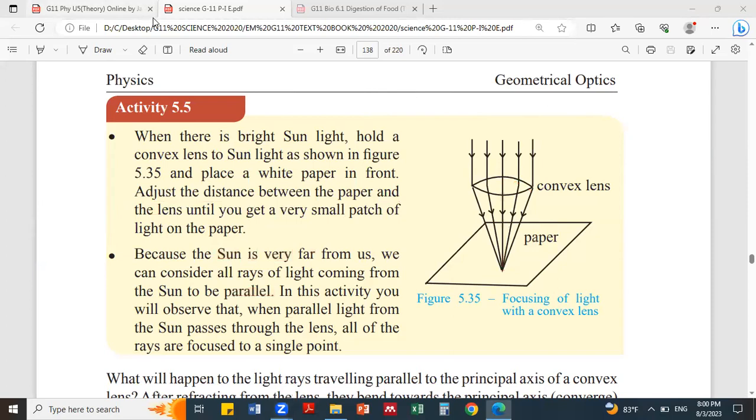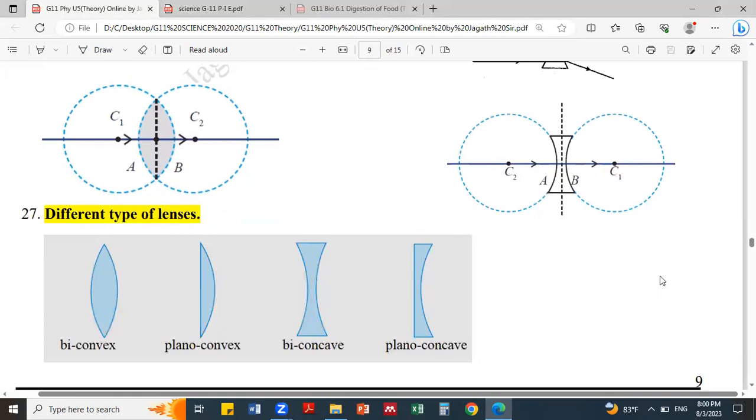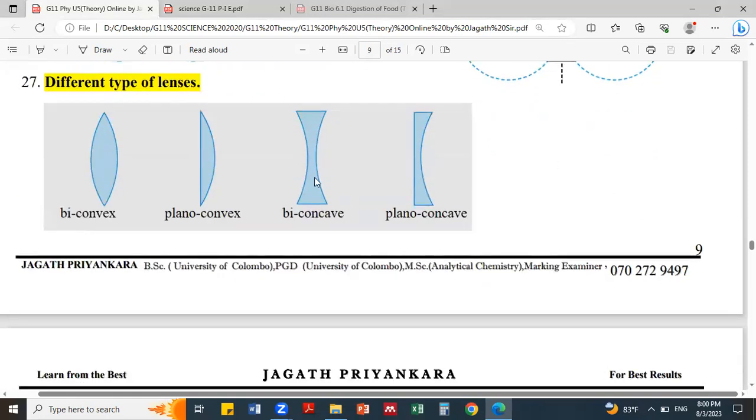Let's move back to the theory again. I explained this part. Now, there are different types of lenses, students. Number 27, look here. There are different types of lenses. Some lenses, the middle is thick. If the middle is thick, such lenses are called what? Convex. Plano-convex or biconvex. But if the middle is thin and the corners are thick, that is called a concave lens.